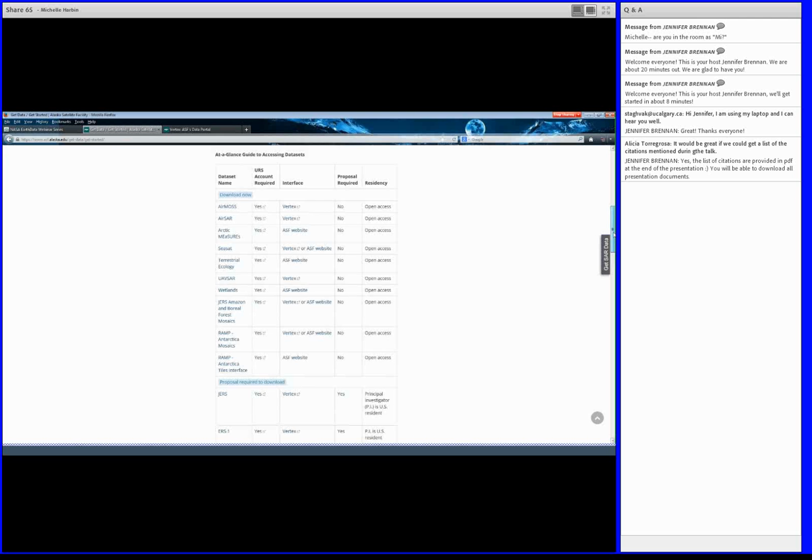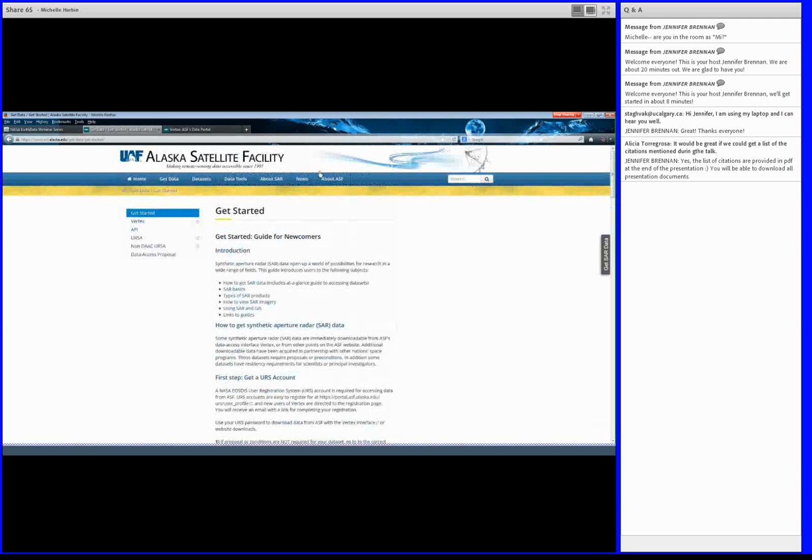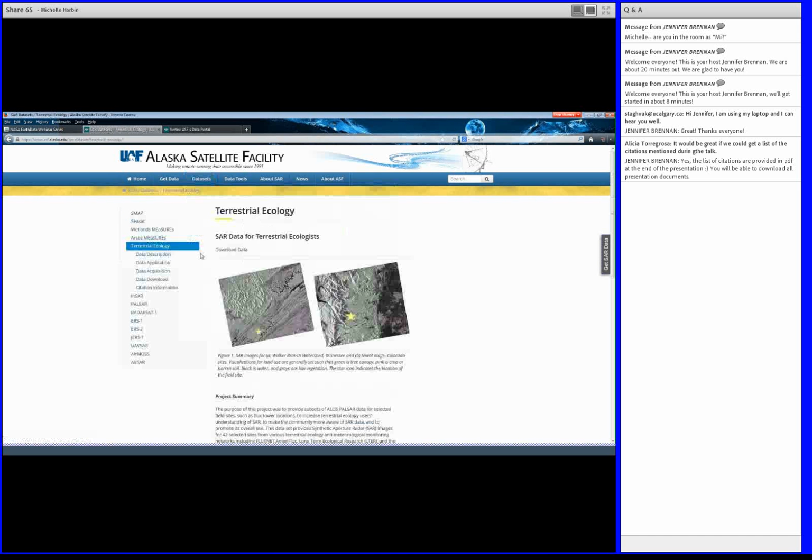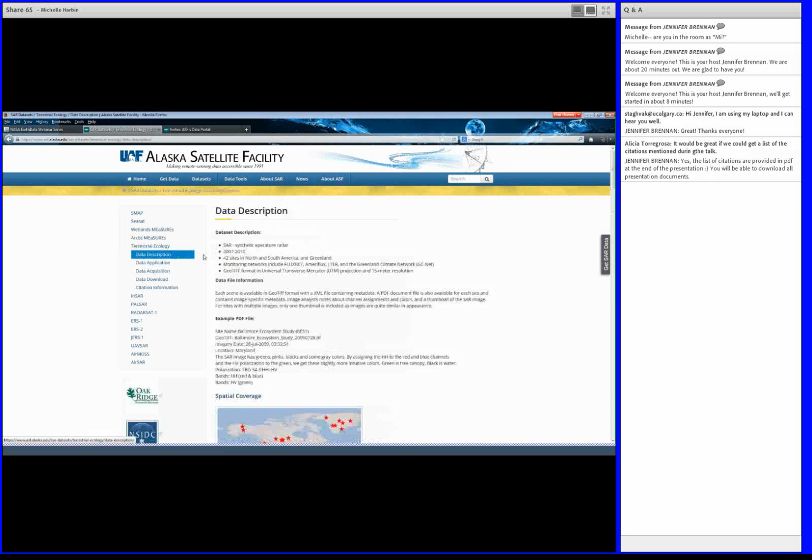If you already know the data set you might be interested in, you can find them listed under the Datasets menu. For example, if you were interested in the terrestrial ecology data set, you could go there and get more information about the data set. You'll notice that this left-hand menu appeared and it's indented for this particular data set. If I click on data description, I'll get more information about the data and the products. If I wanted to download, I could just go to data download.